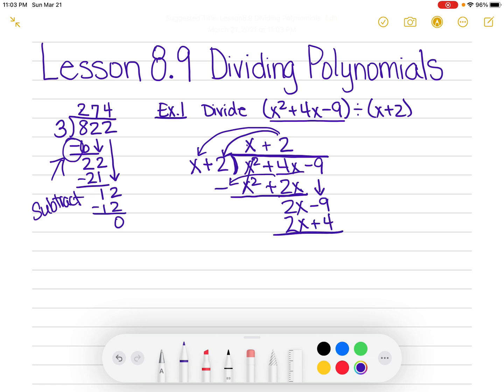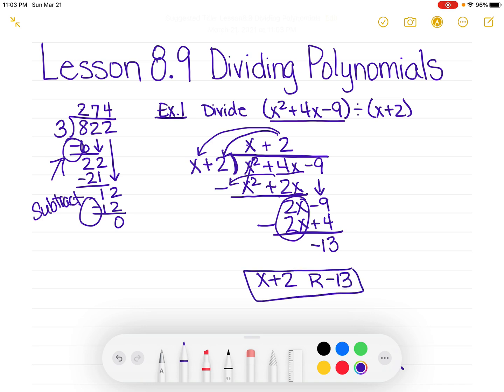I am almost finished here. I just need to do my subtraction. Just like we subtracted everything here, we're going to subtract these two. The 2x's should come out to 0 every time. Then I have minus 9 minus 4, which is negative 13. So your answer is x plus 2, remainder negative 13.